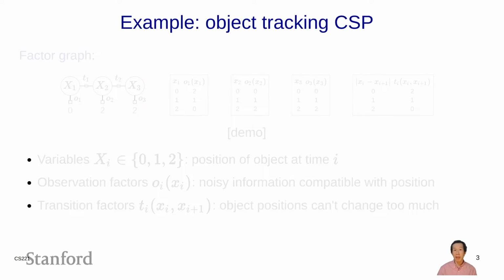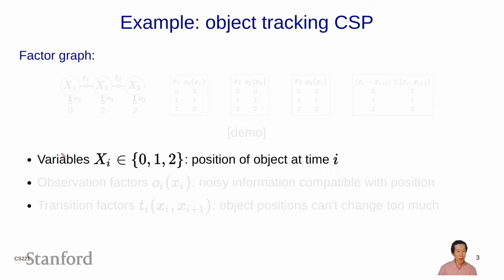We're going to set up an object tracking CSP. So let's first define a factor graph. The variables of the factor graph are going to include the position of the object at each time step, 1, 2, or 3. There's 3 time steps. And the domain of each variable is 0, 1, or 2. So the object could be in position 0, 1, or 2. So xi represents the true position of the object at time step i.